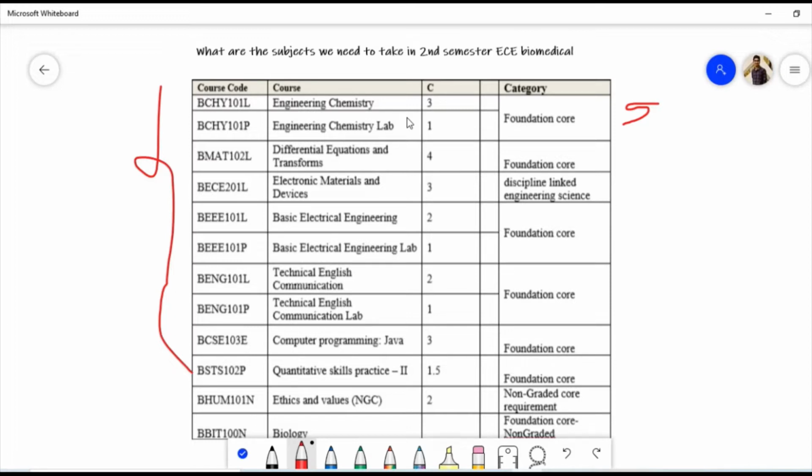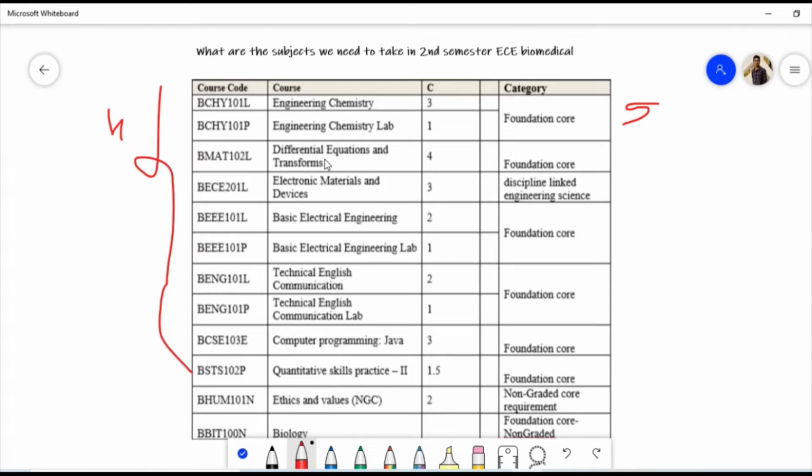It's a very big top secret, so I'm going to discuss it in the second video. Next, engineering chemistry we need to take in this semester only. The reason is that in the upcoming semesters there is no prerequisite for this course, so it is better to complete it in the first year only.